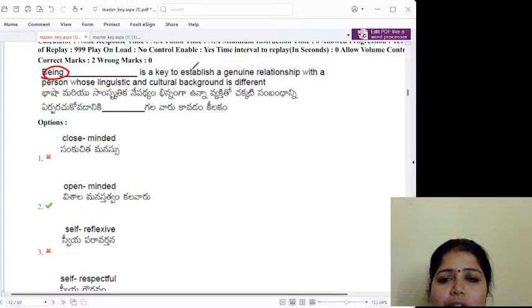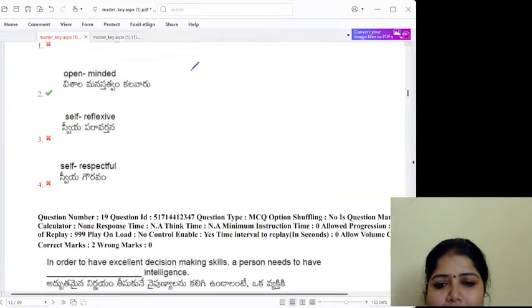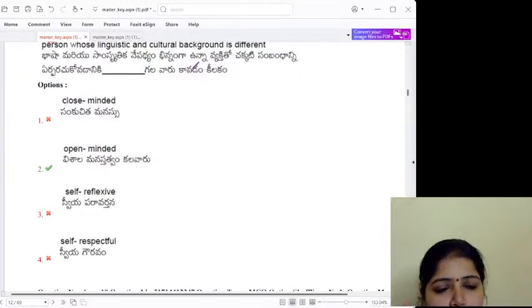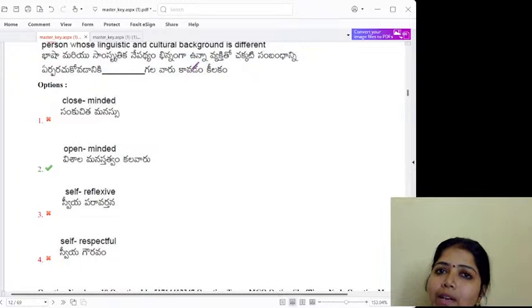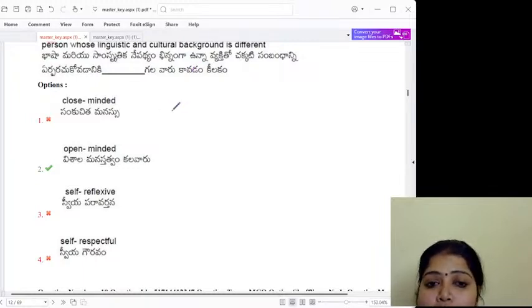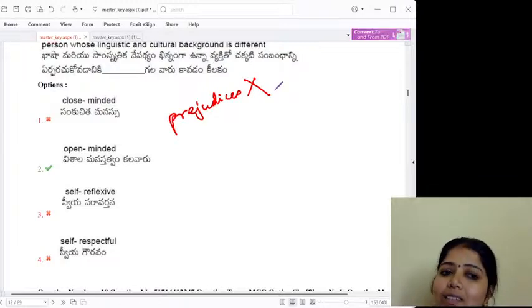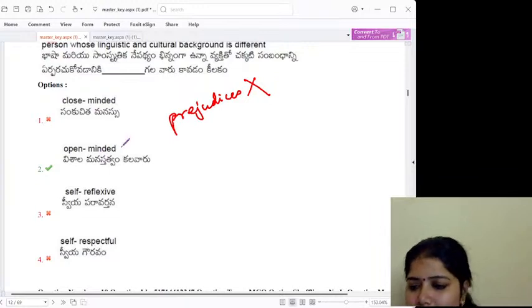Being dash is a key to establish a genuine relationship with a person whose linguistic and cultural background are different. Some may say self-respectful, but the answer for this question is open-minded. Whenever we are open-minded, we will not be judgmental, we will not have any kind of prejudice. Only when you are like that will we be able to understand other people. So the answer is open-minded.